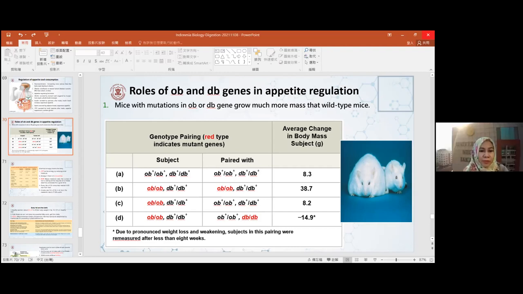Maybe this is very interesting about the OB and DB genes. This mutation only happens in mice, Prof. Yeah, in mice. In human, maybe it is using genetic manipulation to make the OB mutation. So this animal model is for studying obesity and obesity-related human disease. Oh, okay, this is only the model of obesity. Yes. Okay. Any other question from class?